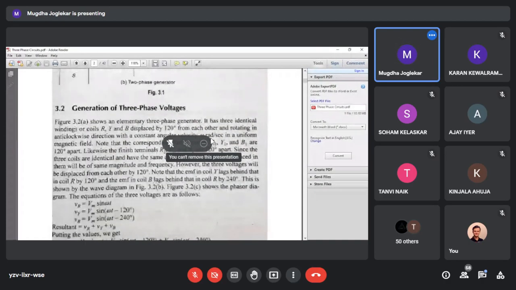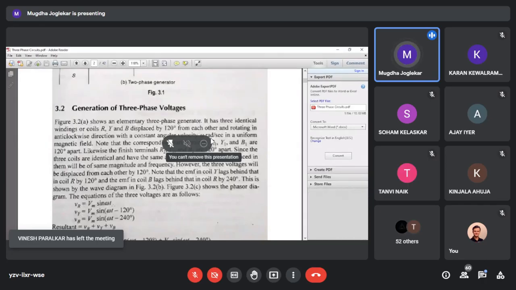In three phase generation, you can see that it has three identical windings, RYB. RYB is red, yellow and blue, noted as per the international standards, so we are not going to change these names. They are displaced by 120 degrees from each other and rotating in the anticlockwise direction with constant angular velocity omega in a uniform magnetic field. Since they are placed 120 degrees from each other, the voltages of these coils will be the same. They are identical. The voltage produced by coil R, coil Y and coil B is the same because they rotate anticlockwise with constant angular velocity, and the maximum voltage is Vm. So all coils produce the same voltage, only displaced by 120 degrees from each other.